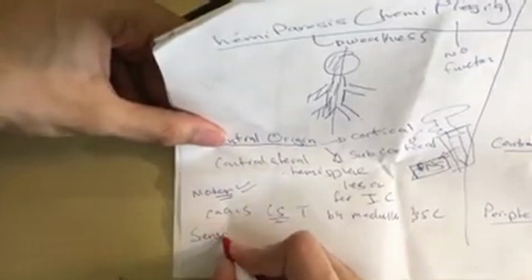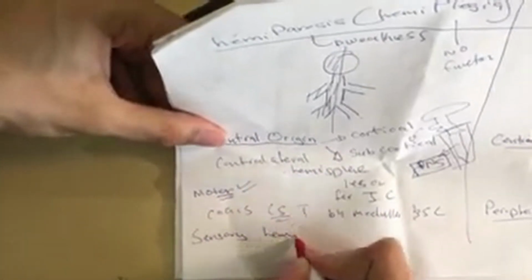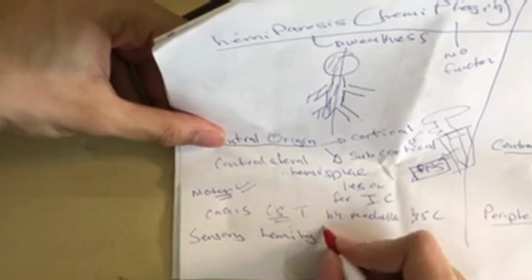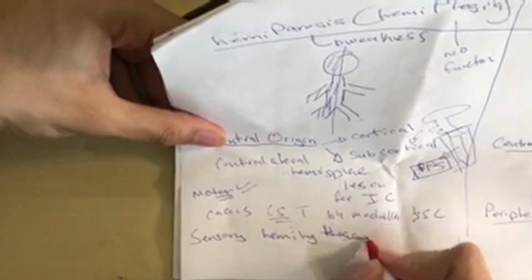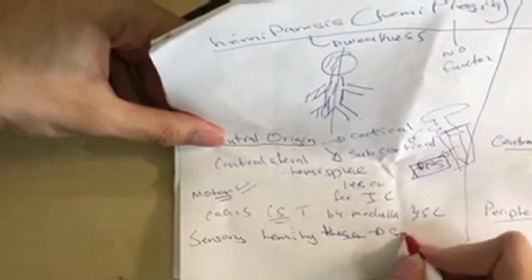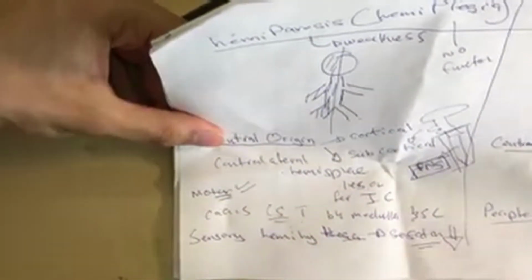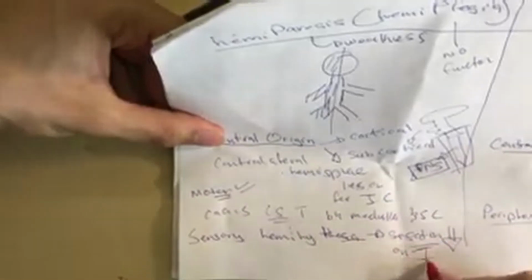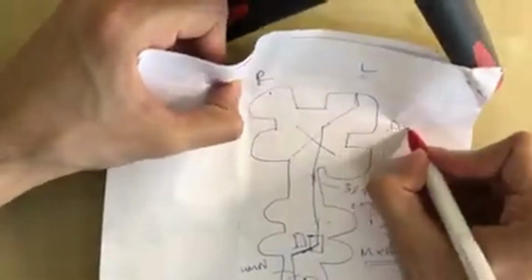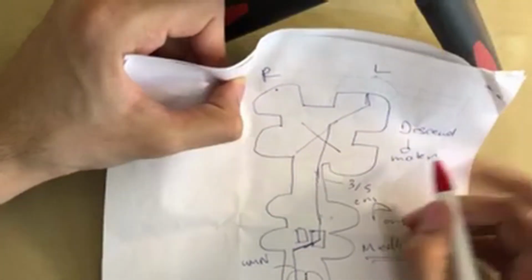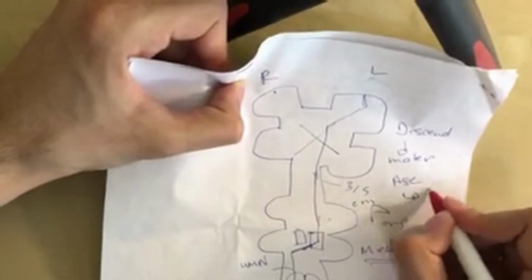Sensory, we have a very interesting thing called hemihypesthesia. Hemi means half, and hypesthesia means very less sensation, less sensation on one side. That means, first of all, this corticospinal tract which I drew here is invalid, because descending usually refers to motor. Ascending will refer to sensory.